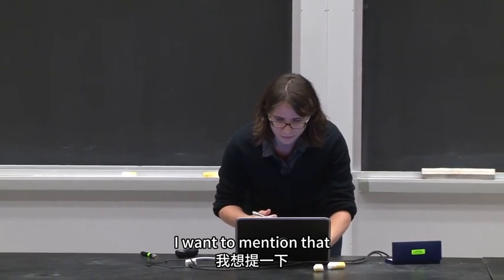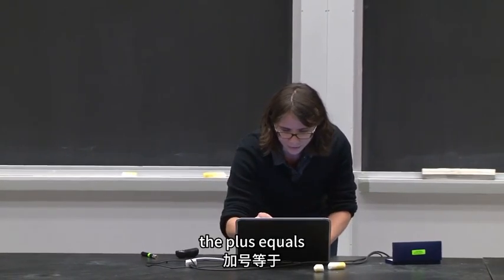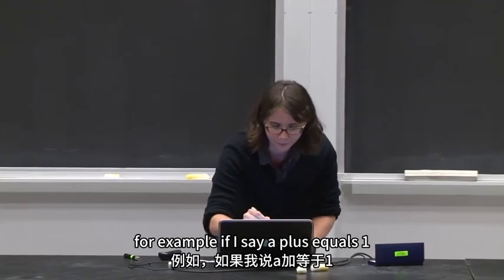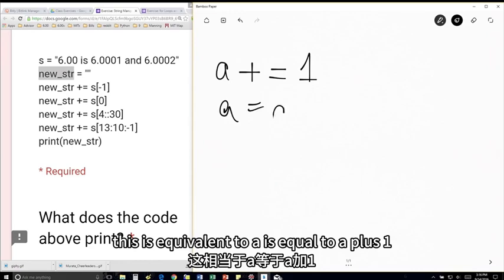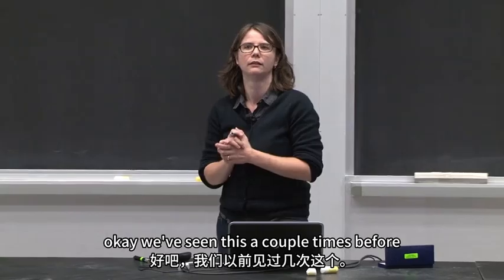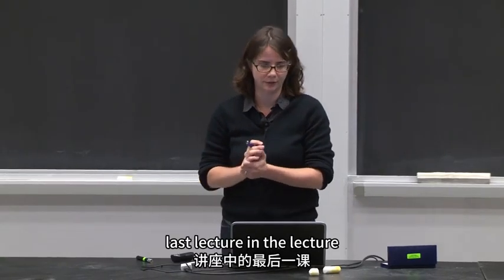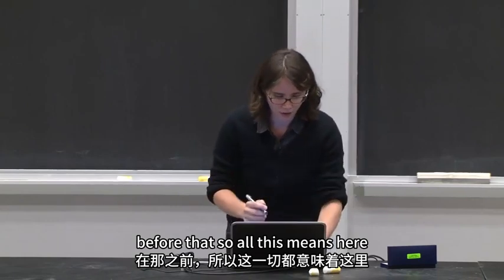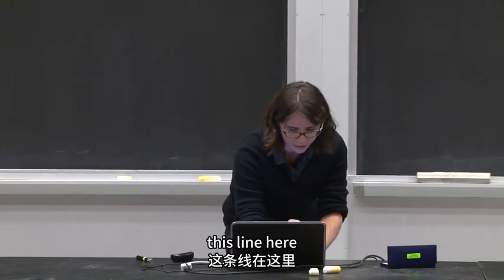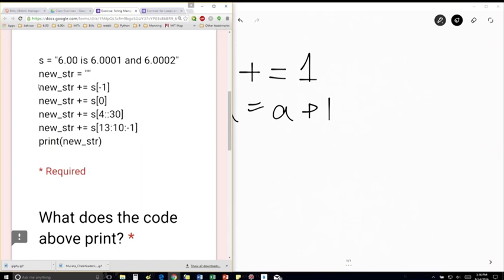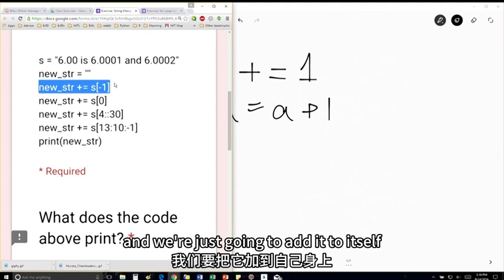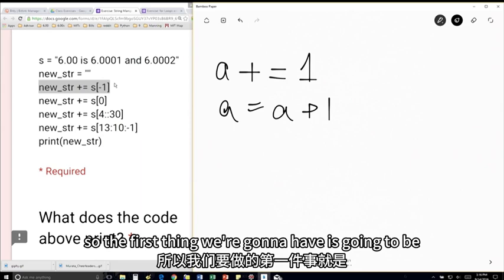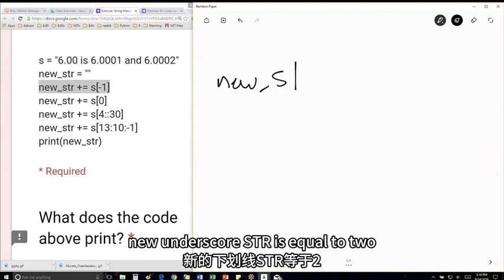I want to mention that the plus equals, for example, if I say a plus equals 1, this is equivalent to a is equal to a plus 1. Okay? We've seen this a couple times before, last lecture and the lecture before that. So all this line here means is we're going to take the previous string that we have and add it to itself plus the last letter. So the first thing we're going to have is new_str is equal to 2.